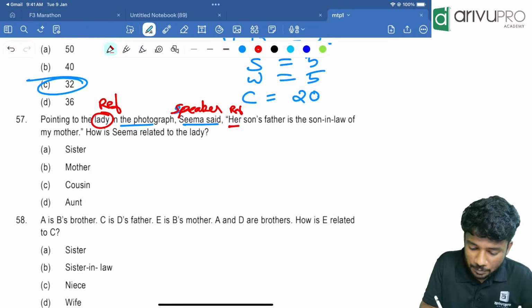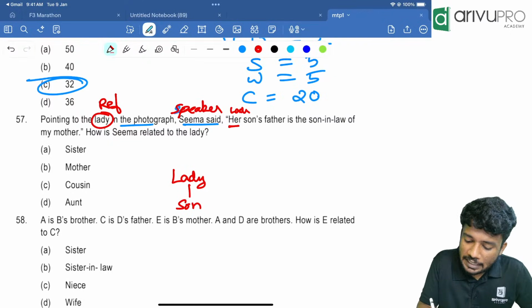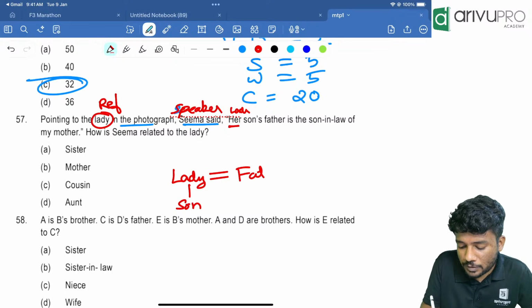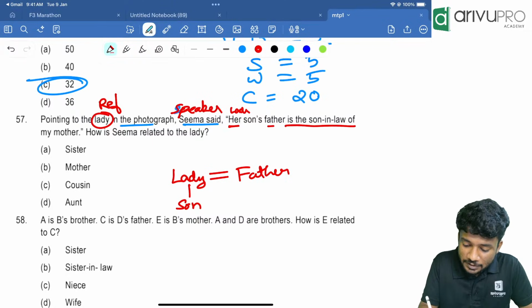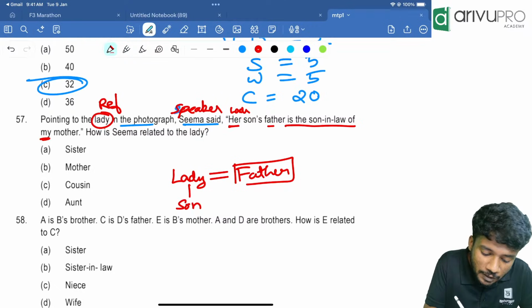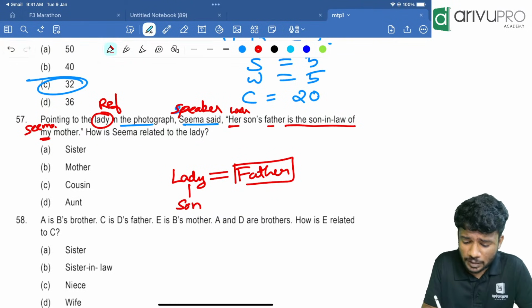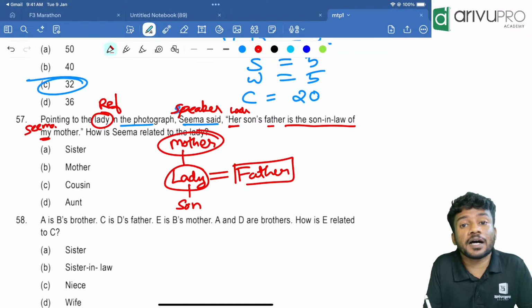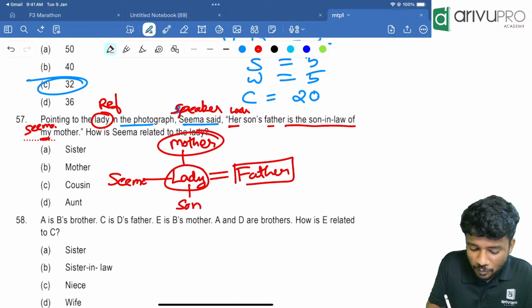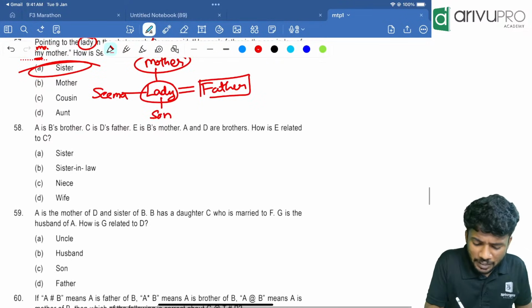Her son's father. That means, lady is there. Lady, her son means lady has a son, and son's father means lady is married to that father. That is the easiest way of writing. Father is the son-in-law. That means this father is the son-in-law of Seema's mother. How will Seema's mother be this father's son-in-law? That means this lady should have a mother that is also Seema's mother. So lady and Seema are what? The siblings, and Seema is related to the lady. Sister is the answer.